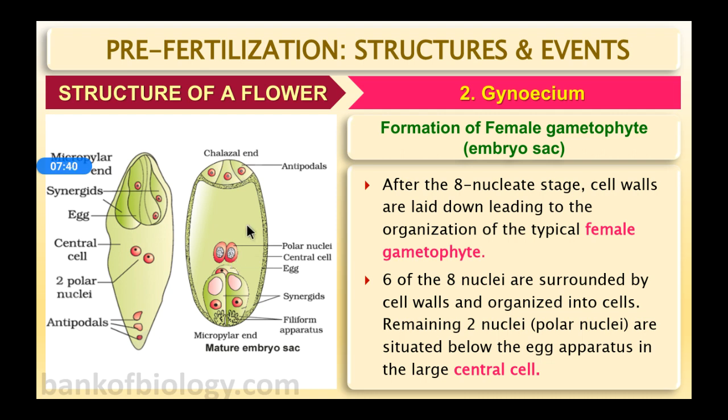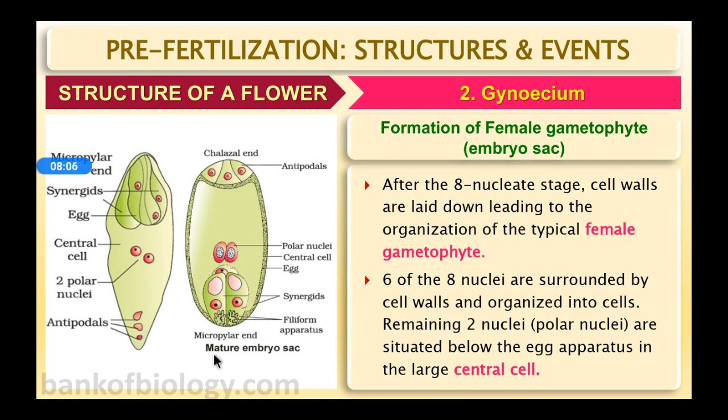Here you can see the egg apparatus, which includes three cells, and the antipodals also include three cells. So 3 plus 3 is 6, and in the central cell, two polar nuclei are present. So 3 plus 3 plus 2, altogether 8.